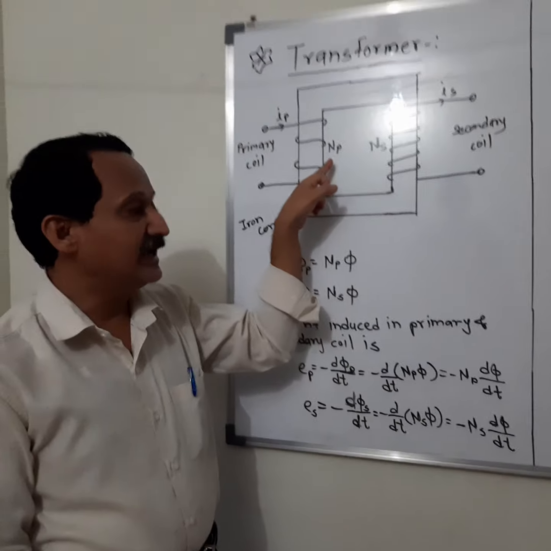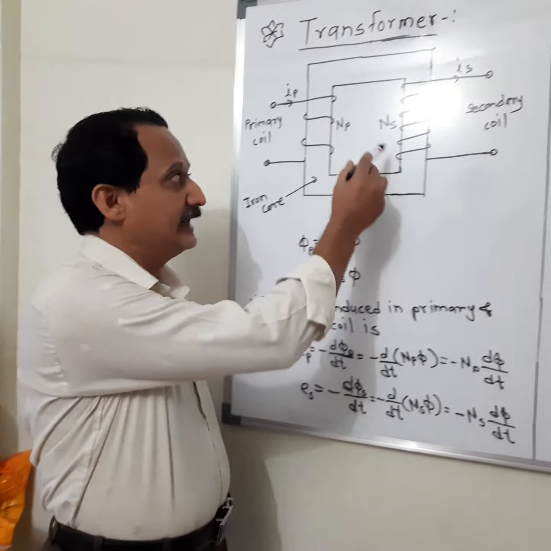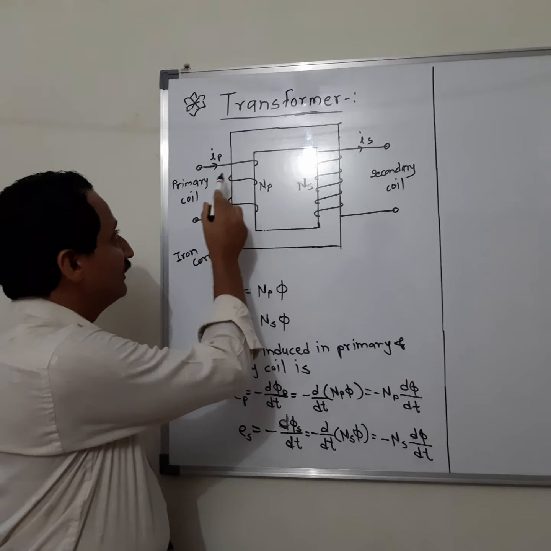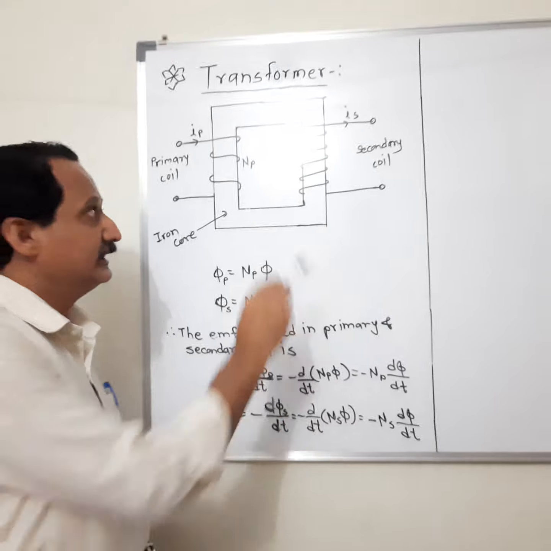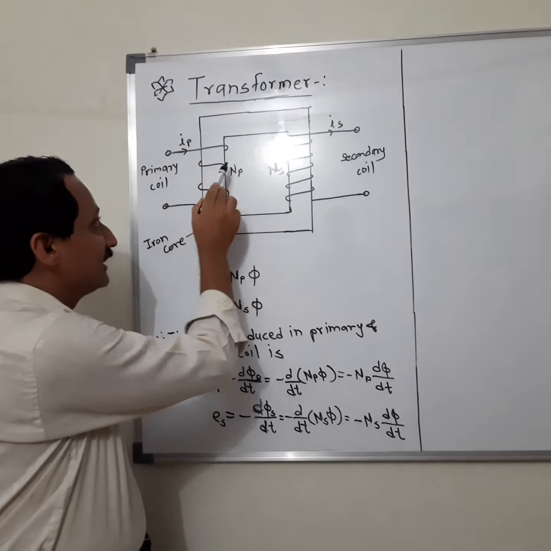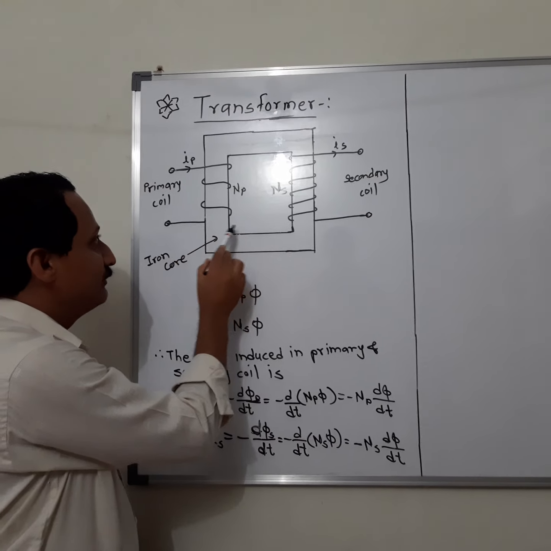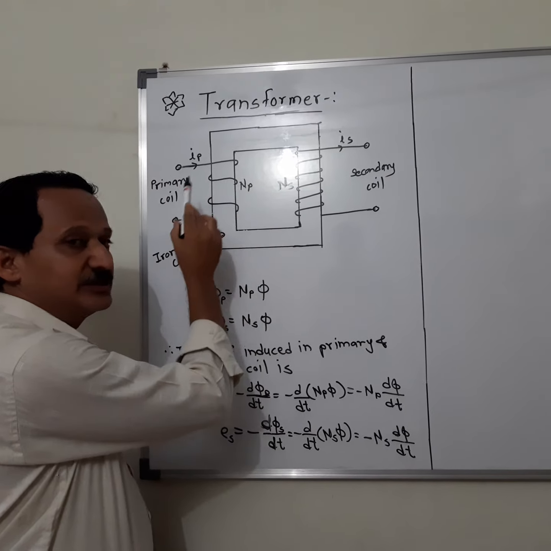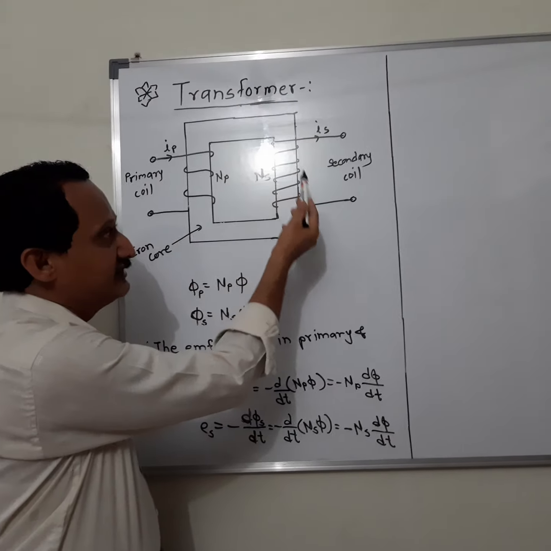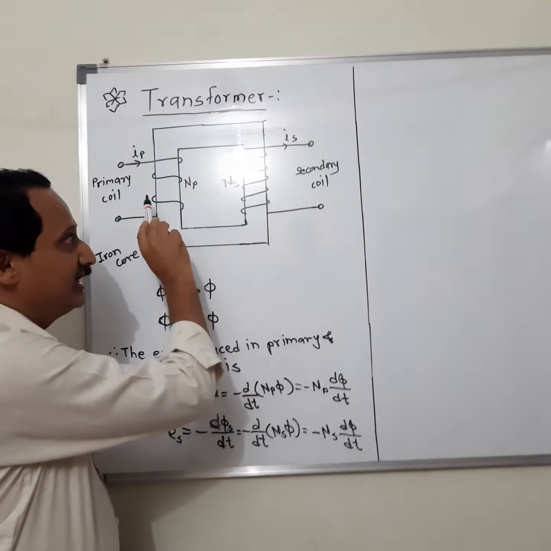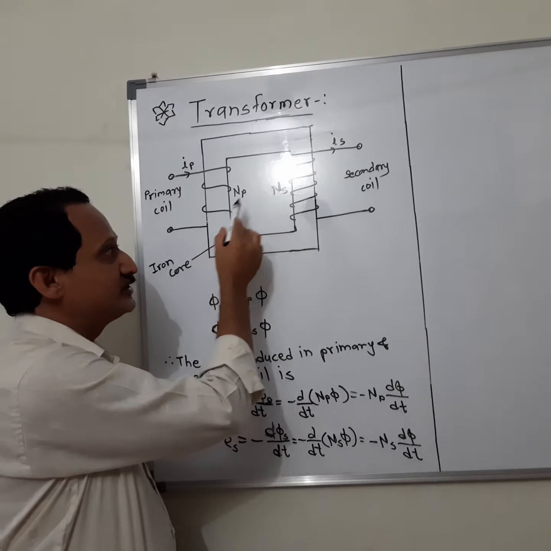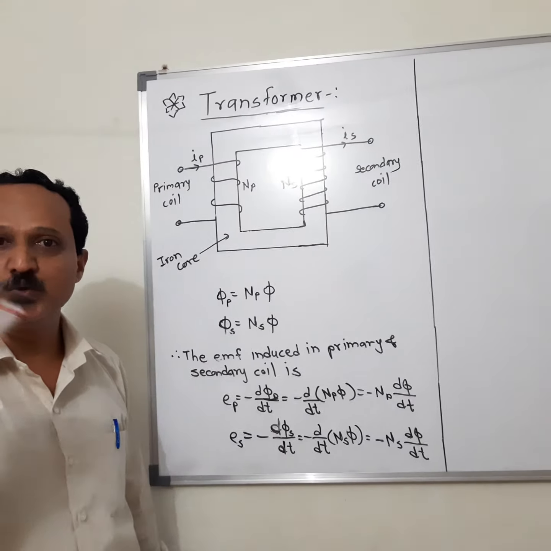Now let NP be the number of turns of the primary coil and NS be the number of turns of the secondary coil. When we apply the AC voltage to the primary coil, then current is flowing through this coil. Let's suppose that current is IP, and when the current is flowing through this primary coil, then the magnetic flux of this soft iron core changes. As the primary coil is linked with the secondary coil, the magnetic flux of the primary and secondary coil will change, and that's why EMF is induced in the primary and secondary coil.